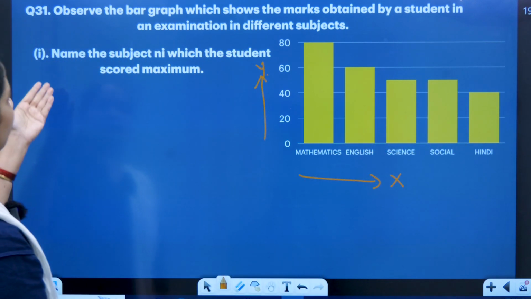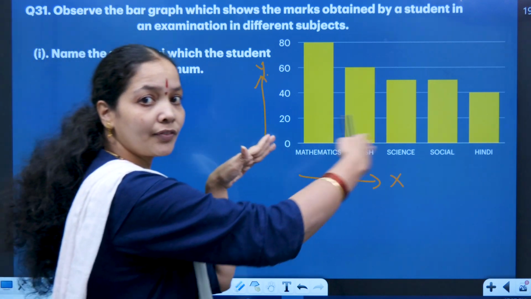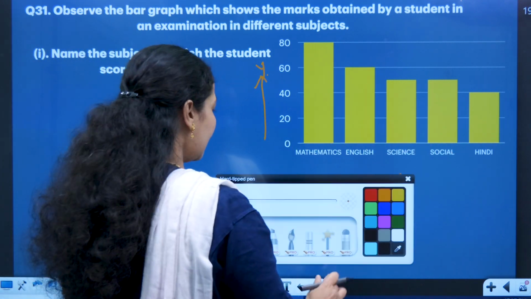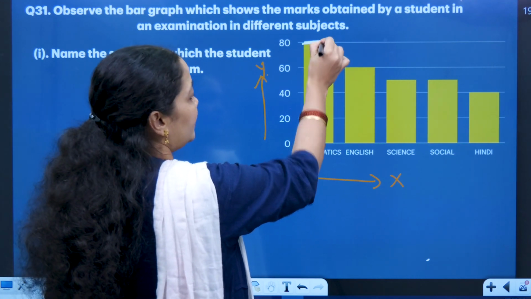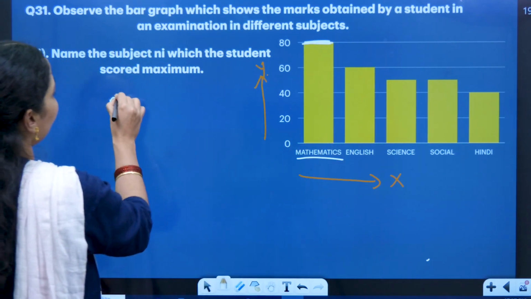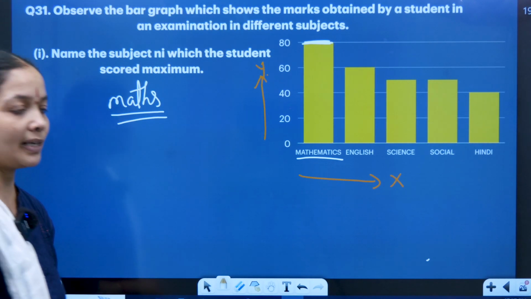Now they have asked us, name the subject in which the student scored maximum. Looking at the graph, you can easily check. In this graph, which is having the maximum height? This is giving you the maximum height. Which subject? Maths. So maths is the subject where the student is scoring high marks.